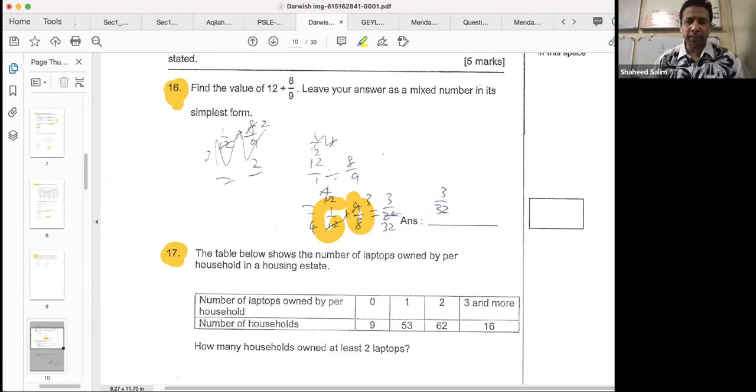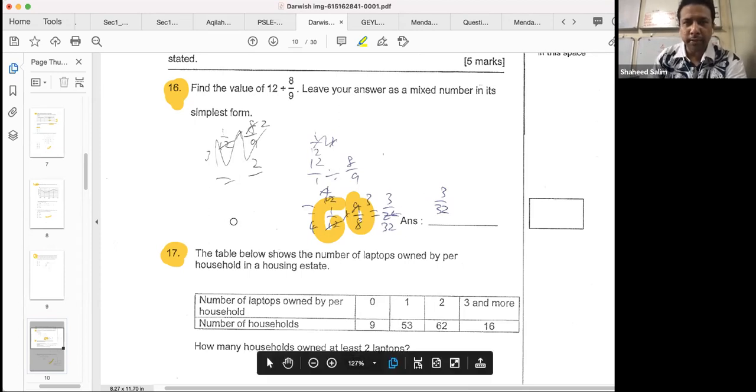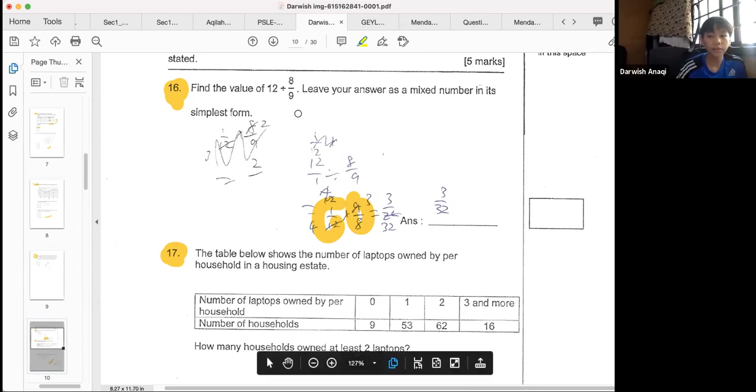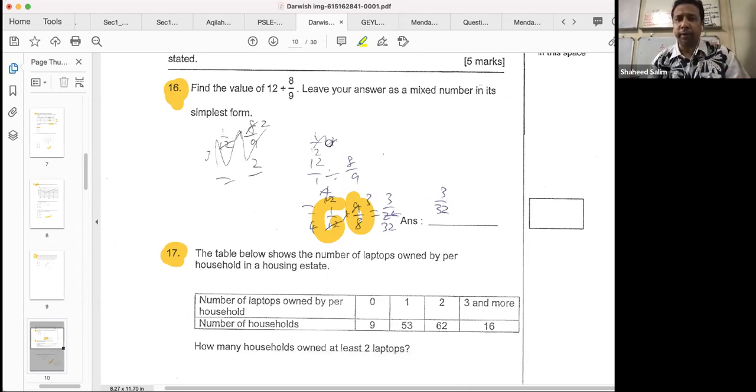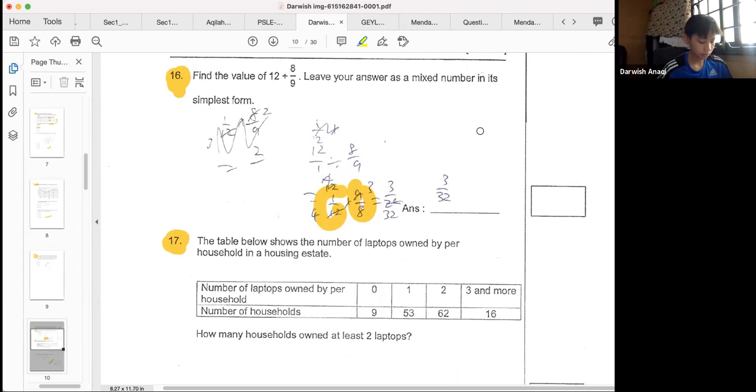Come, what's the answer? Are you there? Yeah. What, you can get it now? What's your answer? 13.5. Okay, well done. So we are okay, 13.5, okay? All right, great. So this one is now okay already.